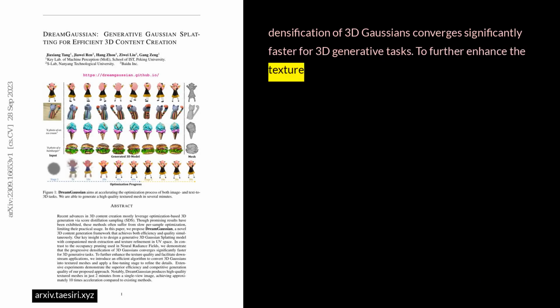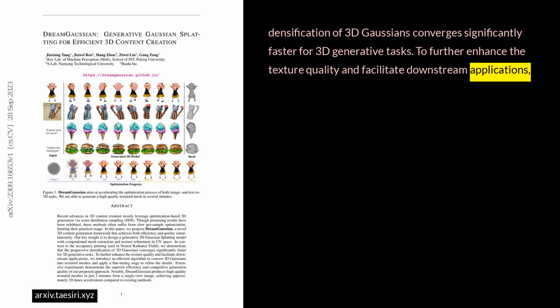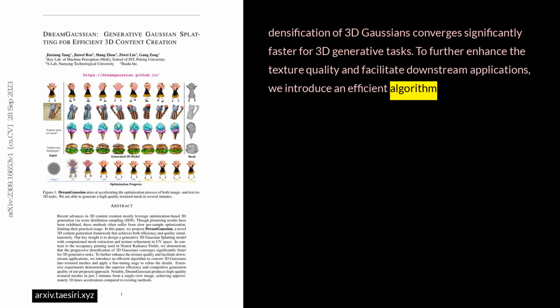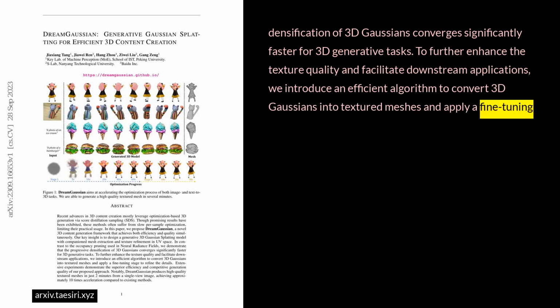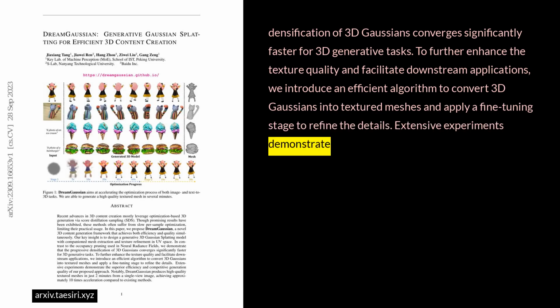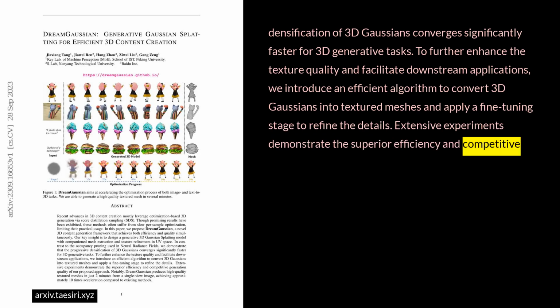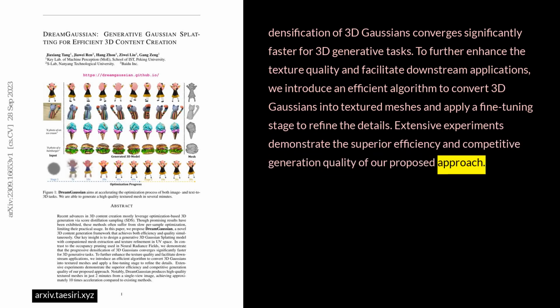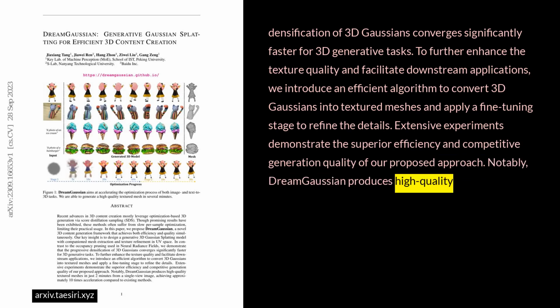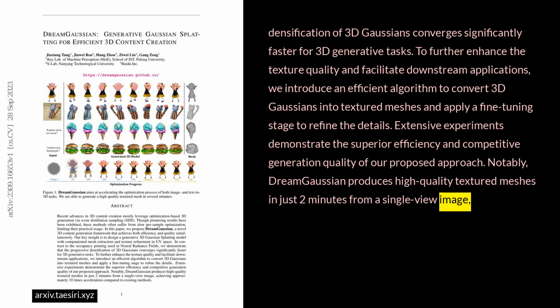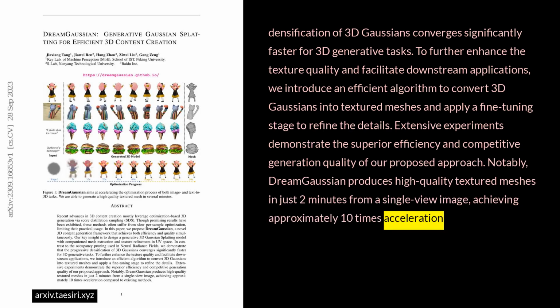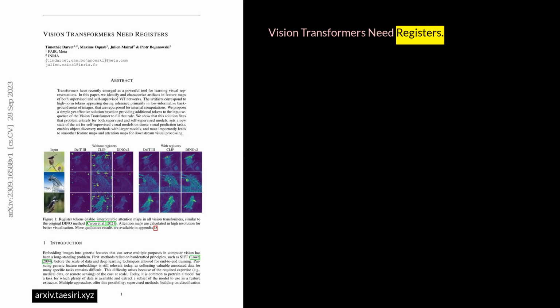To further enhance the texture quality and facilitate downstream applications, we introduce an efficient algorithm to convert 3D Gaussians into textured meshes and apply a fine-tuning stage to refine the details. Extensive experiments demonstrate the superior efficiency and competitive generation quality of our proposed approach. Notably, DreamGaussian produces high-quality textured meshes in just 2 minutes from a single-view image, achieving approximately 10 times acceleration compared to existing methods.